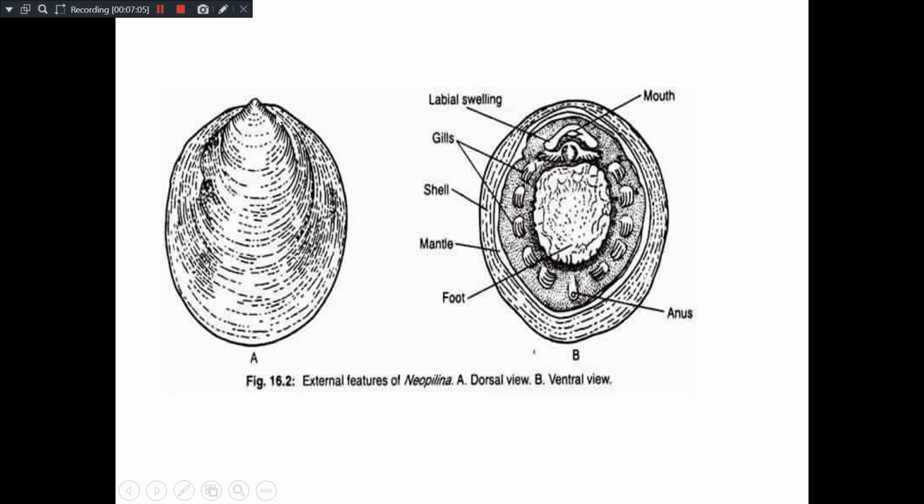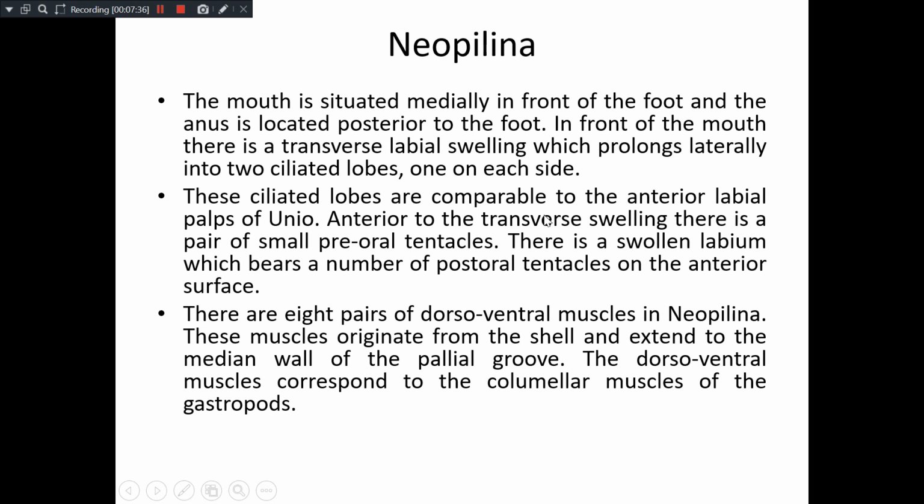See, this is the dorsal side, this is the shell, and it has a slightly elevated portion, what is known as the umbo. And here on the ventral side, you can see this is the foot, flat foot, and this is the mantle, and here is the mouth, and here lies the anus. And here there are gills which you can see on either side. This is the shell, on the upper dorsal side.